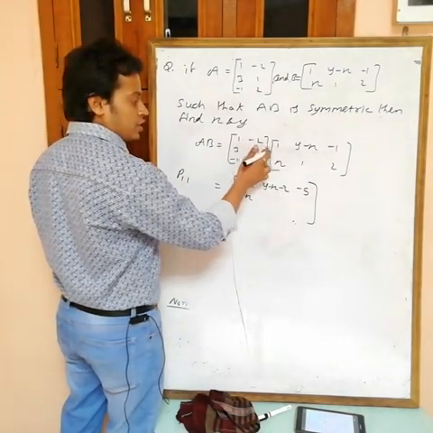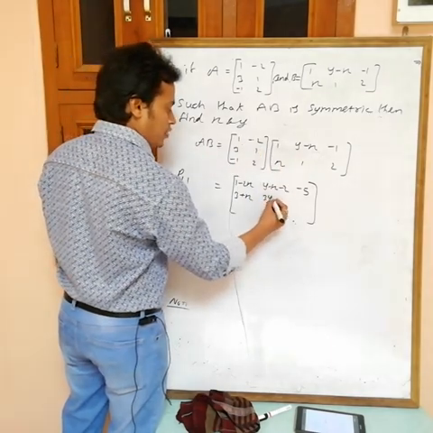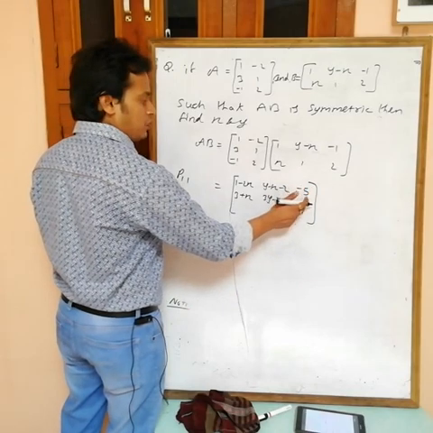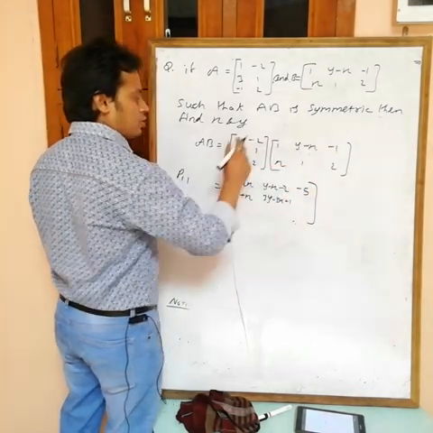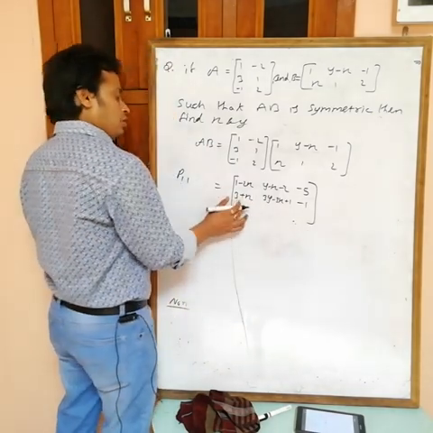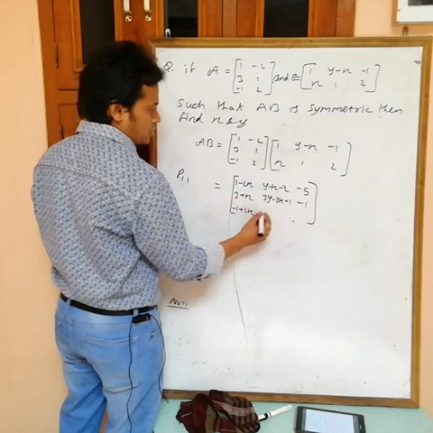P22, second row second column, 3y minus 3x plus 1. P23, second row third column, minus 3 plus 2 minus 1. Okay, P31, third row first column, minus 1 plus 2x.